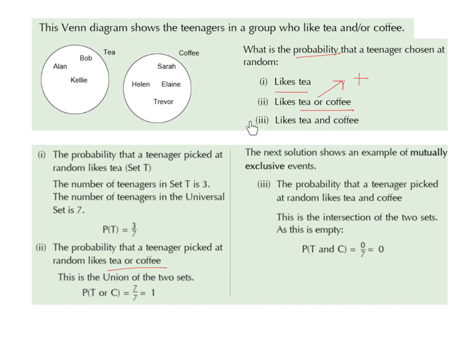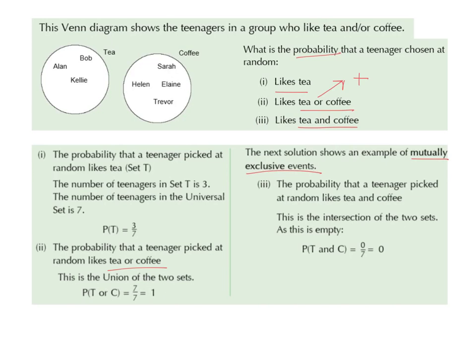Part 3, what's the probability that they like tea and coffee? The next solution shows an example of mutually exclusive events. Mutually exclusive events are two things that cannot happen at once. So for example, it's raining and it's not raining. They are mutually exclusive events.